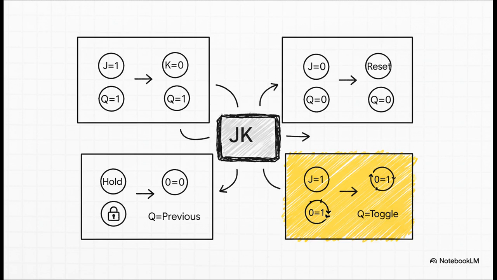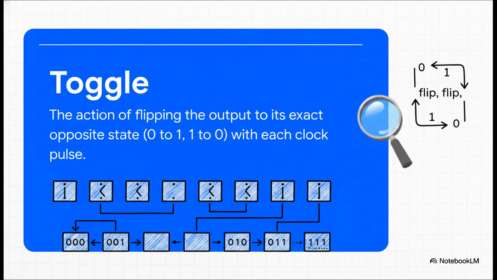It can set, it can reset, it can hold data just like the others. But now, when both of its inputs, J and K, are a 1, it doesn't crash and burn. No, it does something new and incredibly powerful. It toggles. So what's toggling? It's really simple. It's just flipping the output to its exact opposite state on every single clock pulse. If the output was a 0, it becomes a 1. If it was a 1, it becomes a 0. The simple little action, flip, flip, flip, is the fundamental building block for pretty much all digital counting circuits.